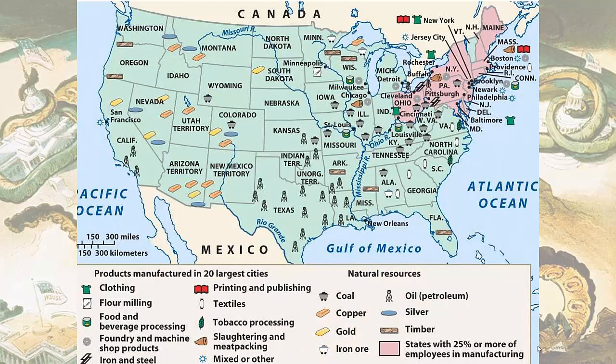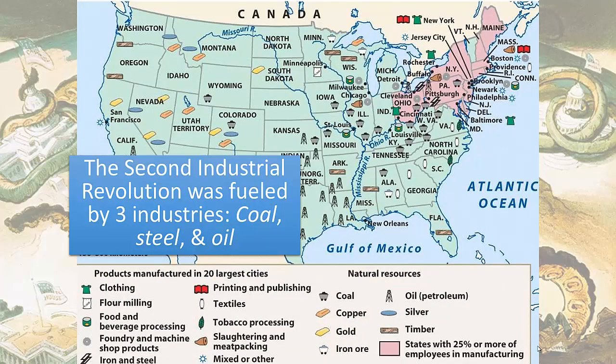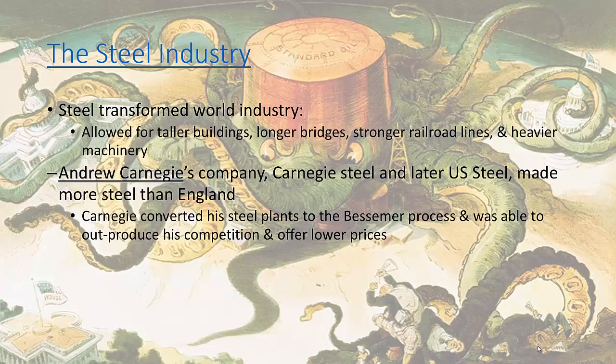Why? Because of our vast natural resources. We have so much coal, steel, and oil, coal and steel, especially in New England, that we're going to be able to produce these goods. Carnegie Steel is going to become one of the biggest corporations in the United States and in the world. Steel is going to become important because it allows for taller buildings. You saw Root and Sullivan talking about this in the summer reading. Longer bridges like the Brooklyn Bridge that's constructed in the 1880s, stronger railroad lines, and heavier machinery.